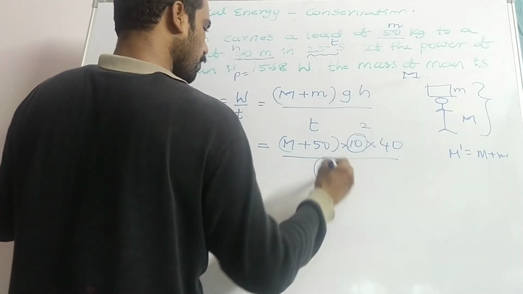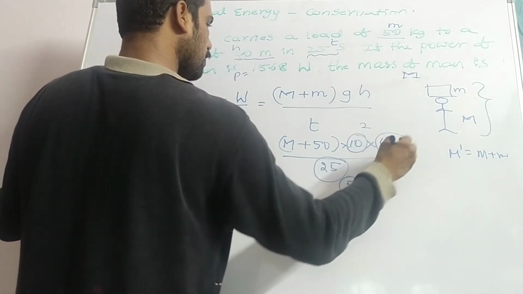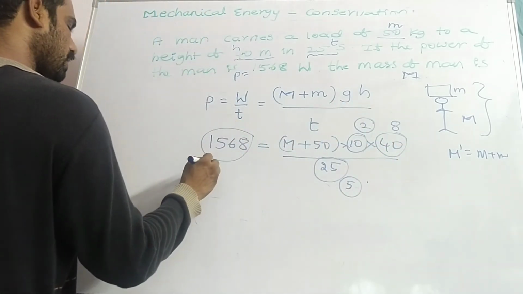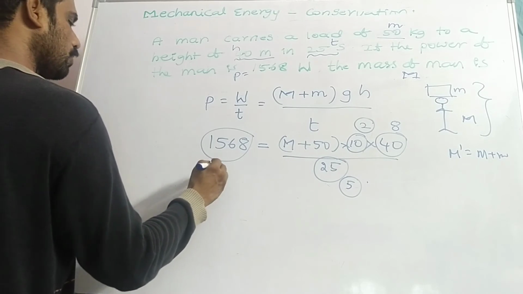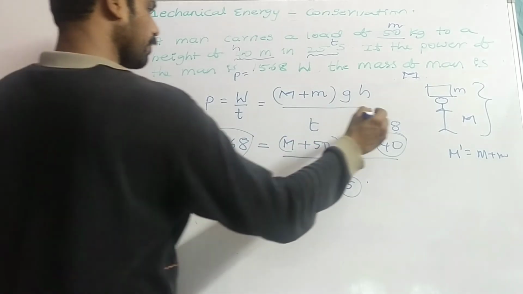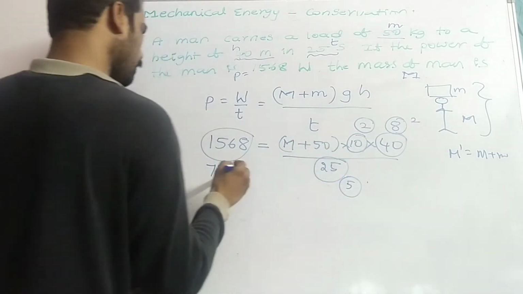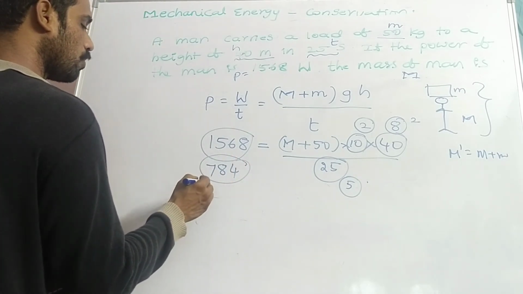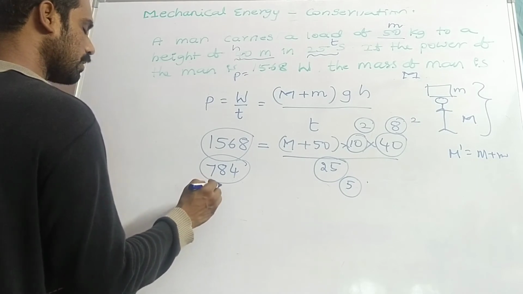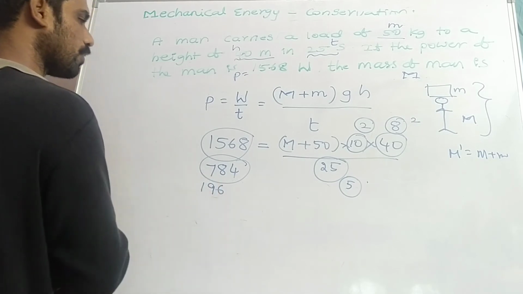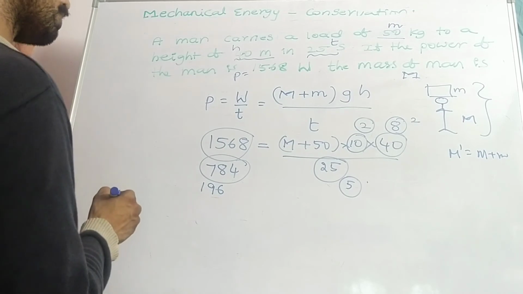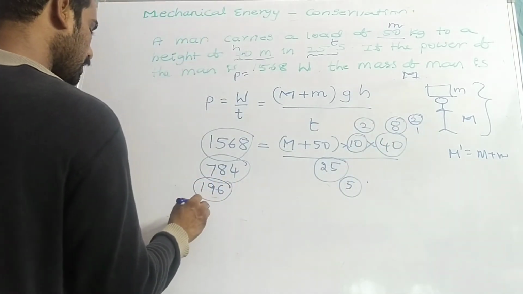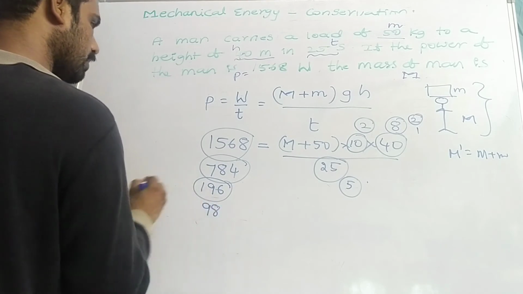5 twos, 5 fives, 5 ones, 5 eights, 2 ones, 2 sevens, 14, 2 eights, 16, 2 fours. Here 4 twos, 4 ones, 4 ones, 4 nines, 36, 4 sixes, 24, 4 sixes, 24. Next 2 ones, 2 nines, 18, 2 eights, 16.